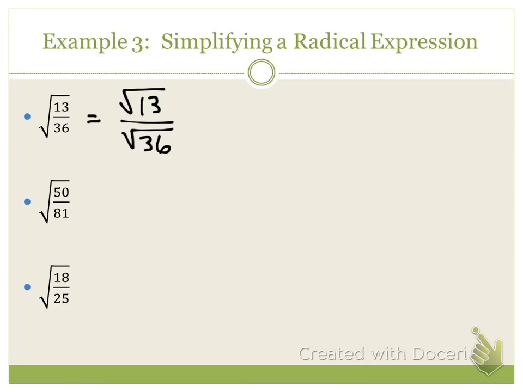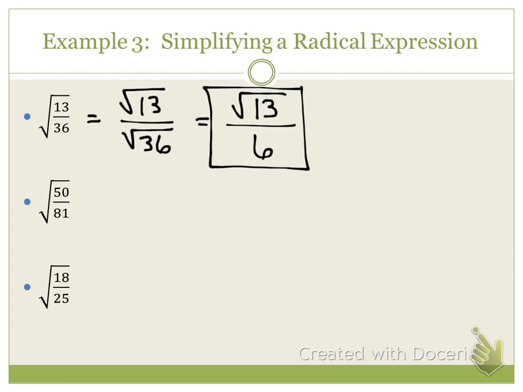36. What's the square root of 36? 6. Now, 13 is not a perfect square, obviously. Are there any factors of 13 that are a perfect square? No. If you're not sure, you put it in your calculator. What is the square root of 13? What does it give you? The square root of 13. There's no perfect square that can come out of it. So my final answer, my simplified answer, is square root of 13 over 6.